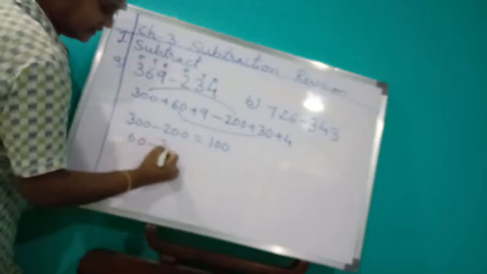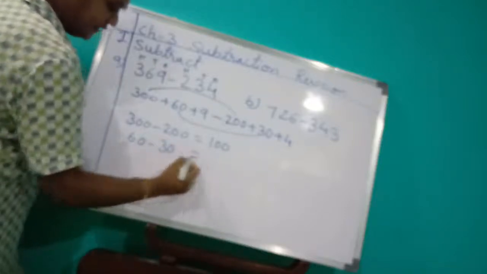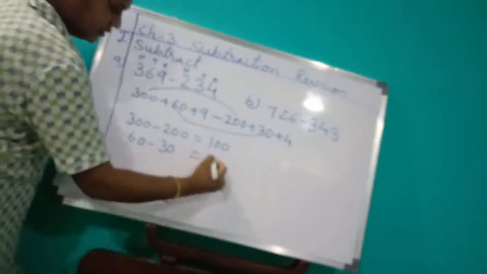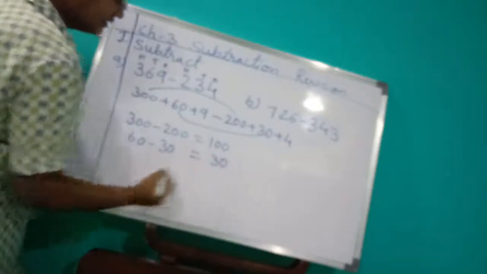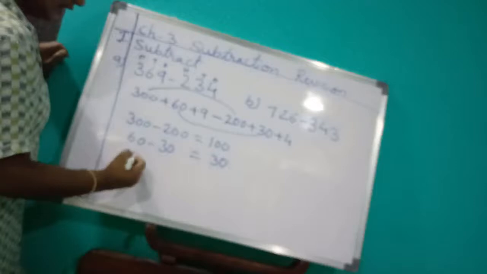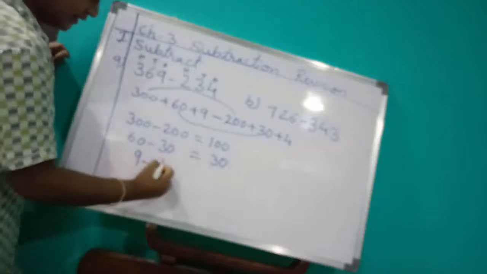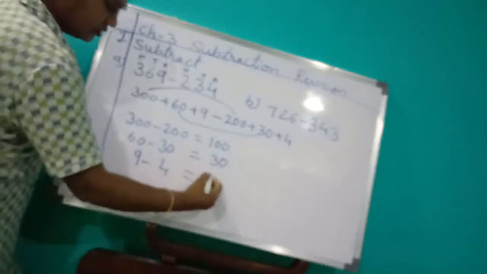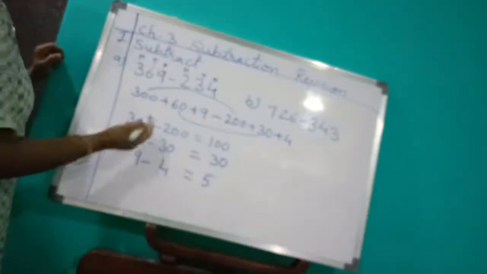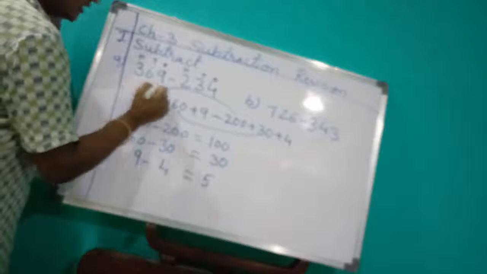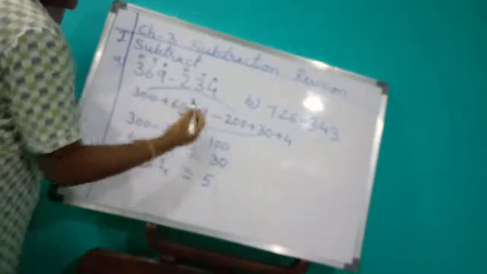60 minus 30 is 30. Yes. Again, ones place. 9 minus 4 is 5. Yes. See what we did here. We did expanded form. After that we subtracted from the hundreds place first, after that the tens place, after that the ones place.